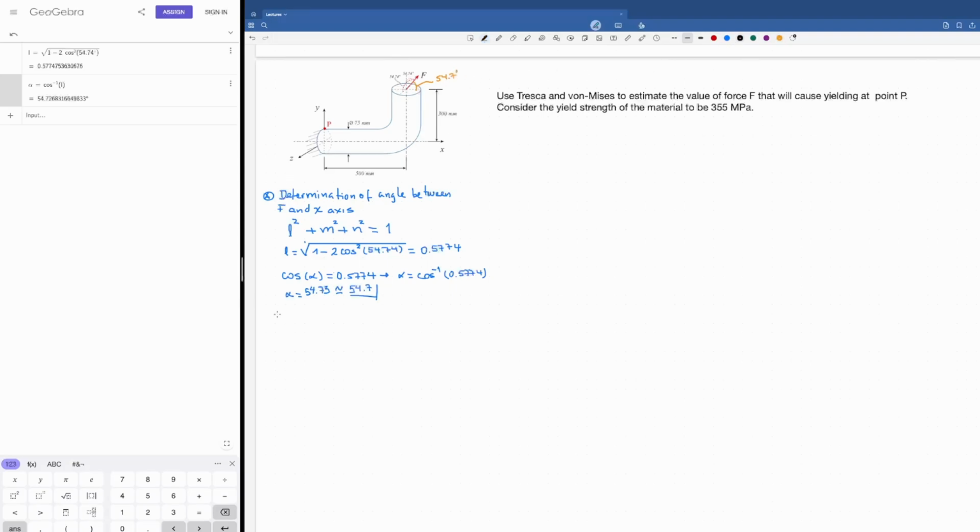I can come here and say, okay, now that you have determined that angle, tell me what the components of that force F are. And that's the next step. We need to find the components of the force F, because remember that we need to go from components to stresses to principal stresses, and then apply the failure theories for each one of these cases to find out how much that F is, because we don't have the magnitude of the force F.